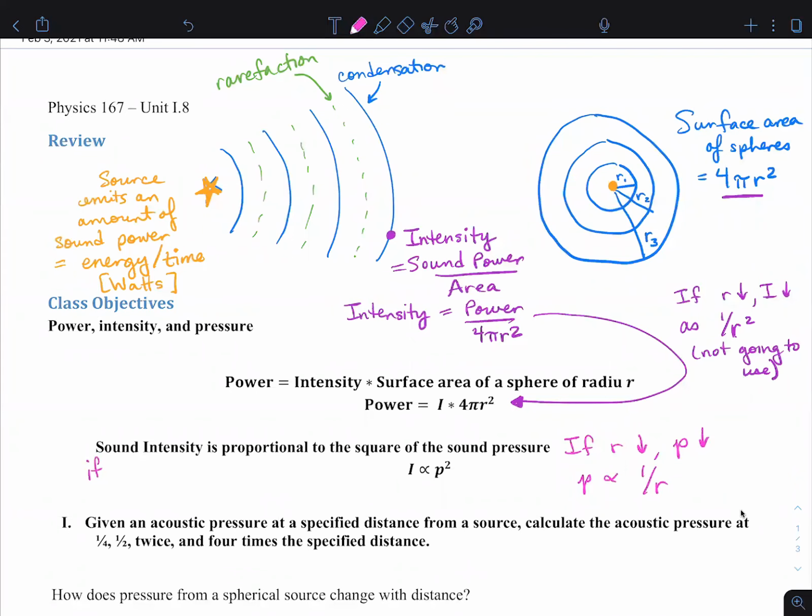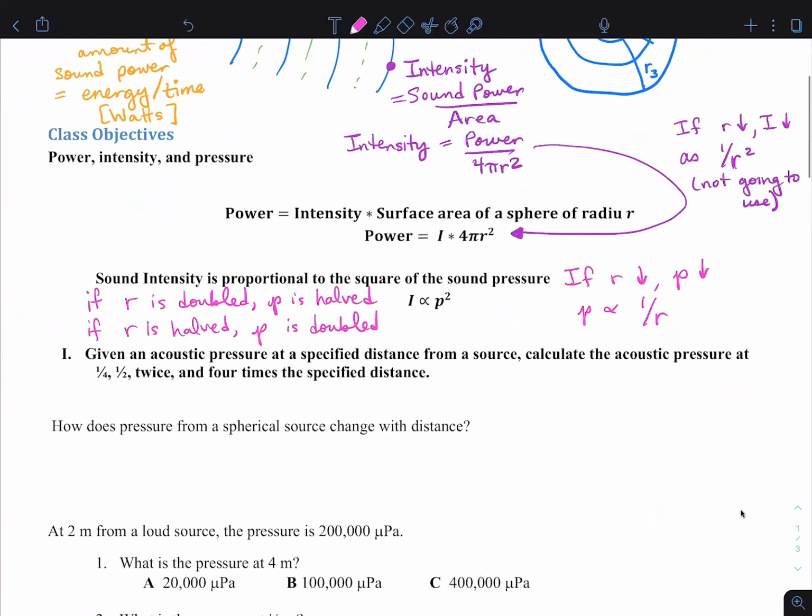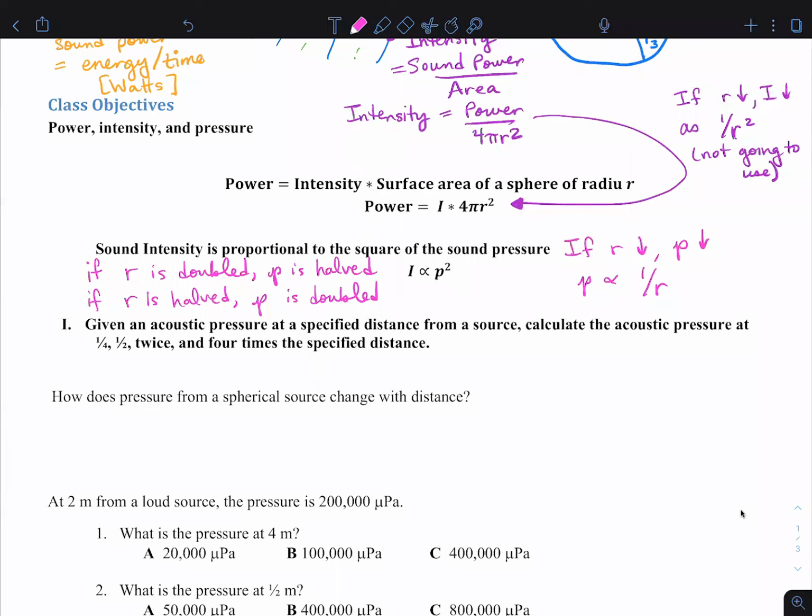That means that if the radius is doubled, so you're twice as far away, then the pressure is halved. Conversely, if the radius is halved, the pressure is doubled. So that right there, the pink, is the answer to this question right here.